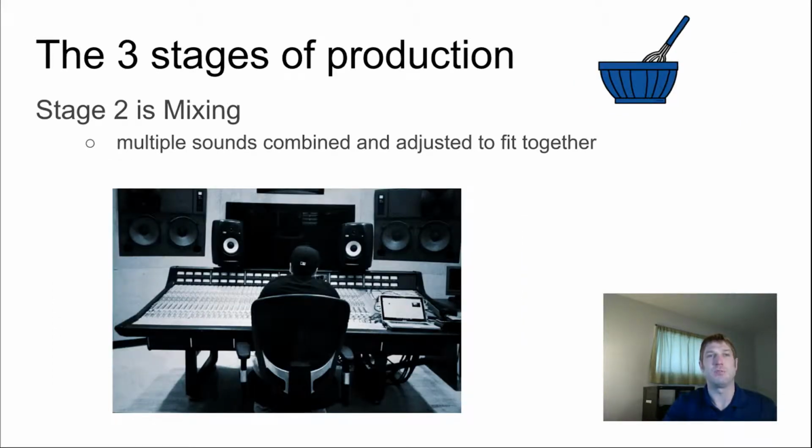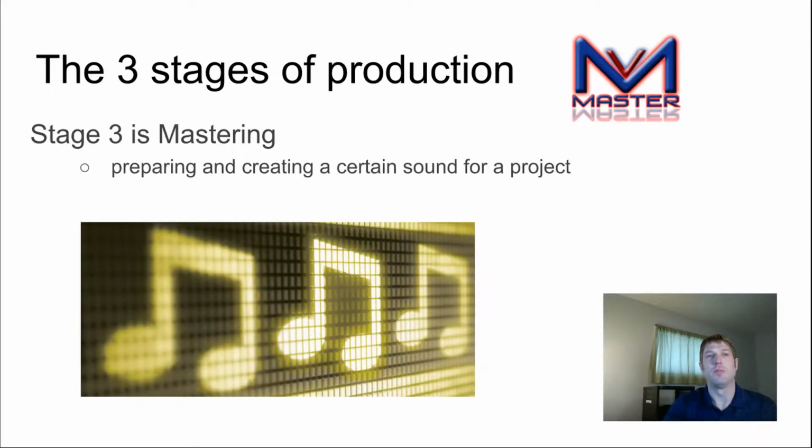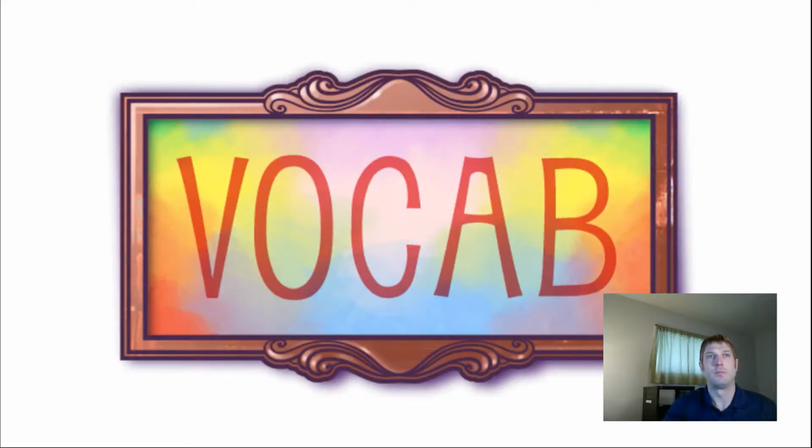Stage 2 is mixing. This is where multiple sounds are combined and adjusted to fit together. During the mixing stage, you might set levels, EQ, add panning, or add effects. Stage 3 is mastering. This is preparing and creating a certain sound for a specific project. Mastering is generally considered post-production. It's when you prepare the final mix and create a master copy.